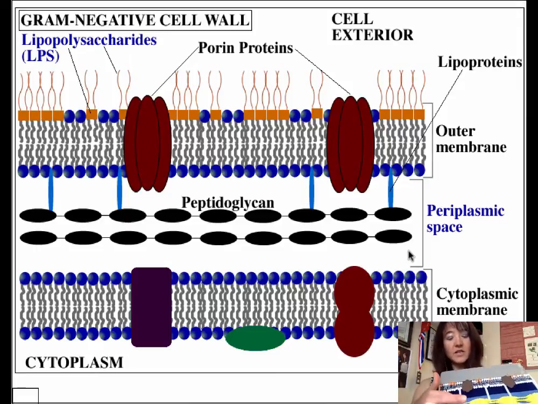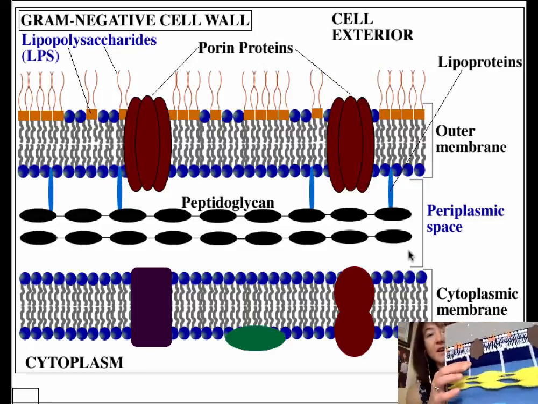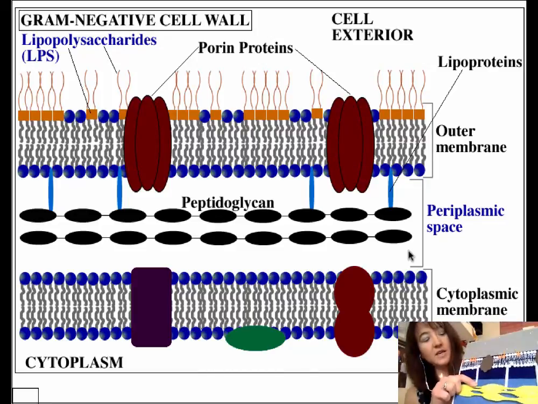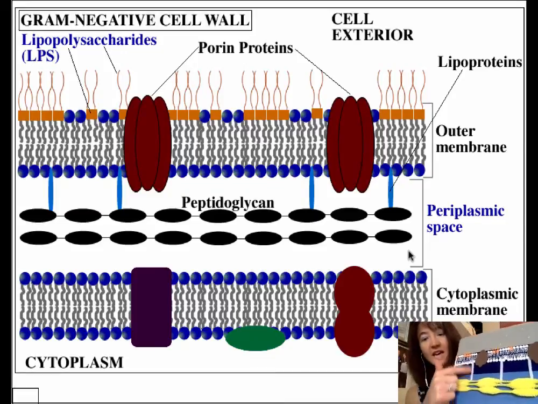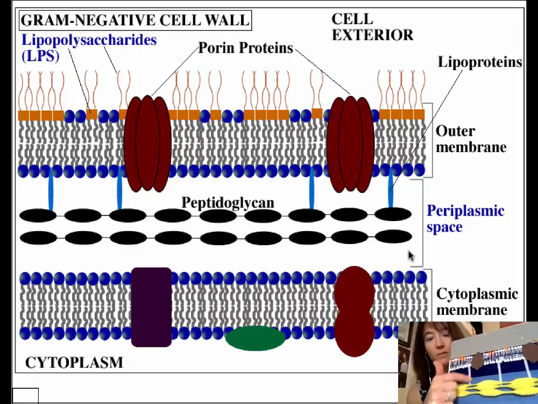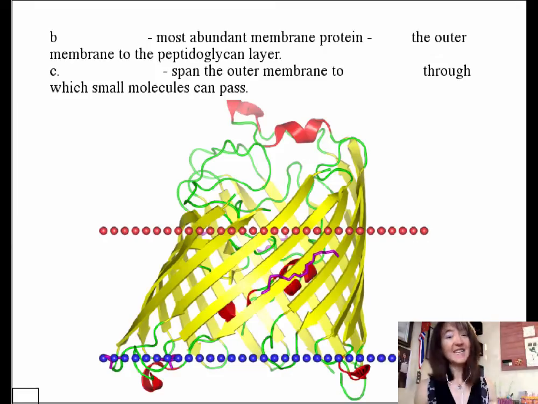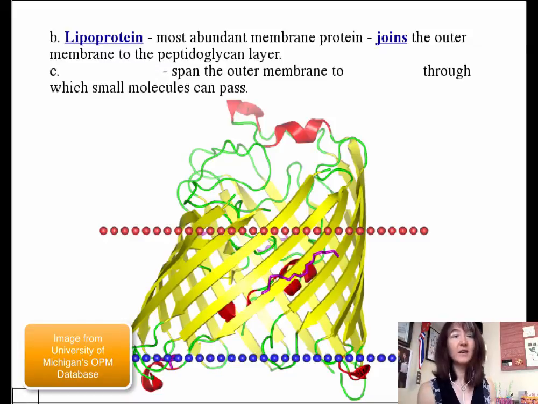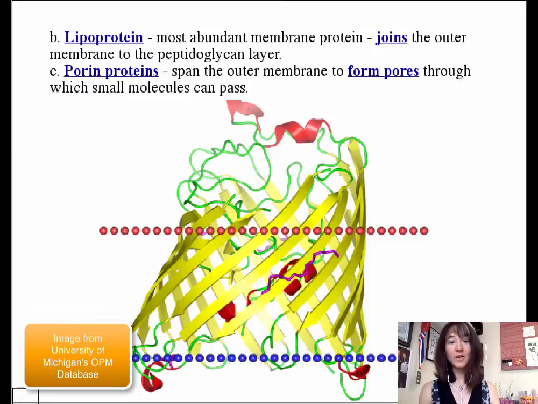I also want to draw your attention to something called lipoprotein, or aptly, this is also called Braun lipoprotein. And this molecule literally knits together the outer membrane with the peptidoglycan of the cell. So it plays a very important role structurally. We'll go ahead and jot a bit of that down. Lipoprotein joining outer membrane to the peptidoglycan layer, and porin proteins forming pores through which small molecules can pass.